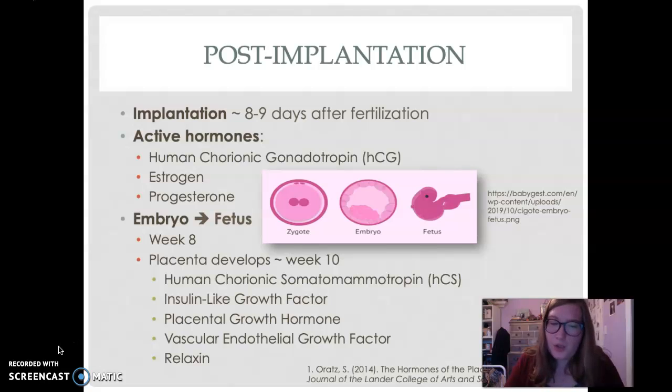The placenta secretes a peptide hormone called insulin-like growth factor, which has been found to have a positive correlation with fetal birth weight. It promotes fetal growth by stimulating placental growth, increasing both nutrient transport and delivery to the fetus.